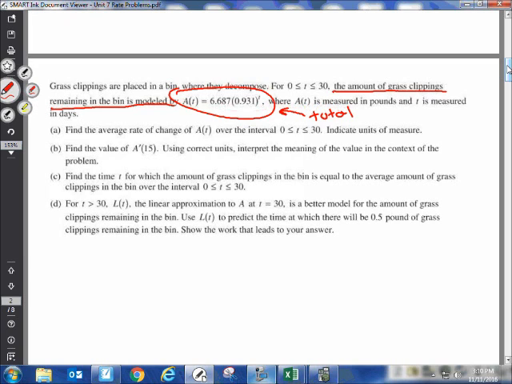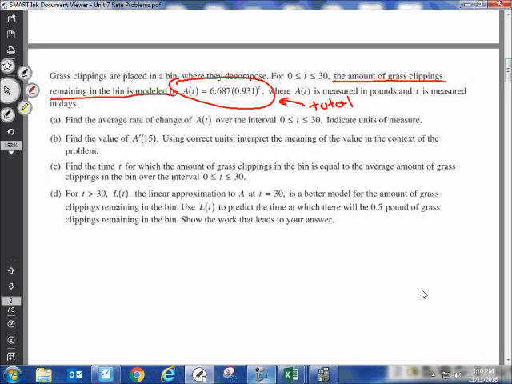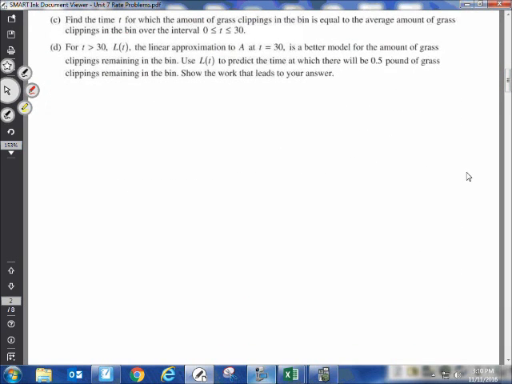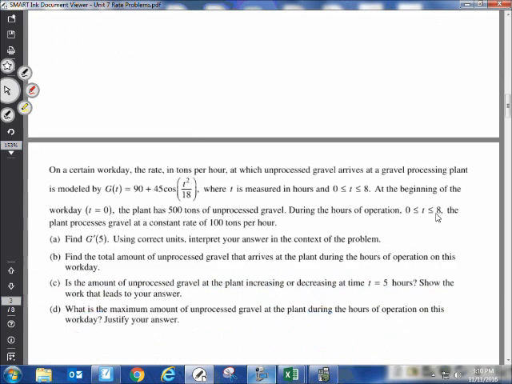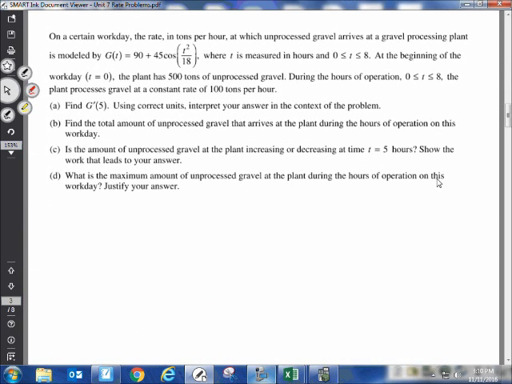When is the amount of time equal to the average? We'll talk about averages next class. Don't worry about that. Linear approximations. We did linear approximations last class. Okay, so let's skip 2. Let's see if we can get through 3. We kind of already started with this gravel problem last class.